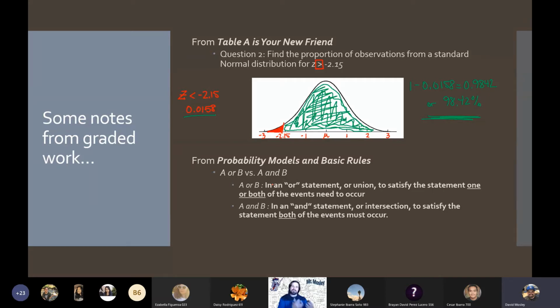Some of you misunderstood and thought it was asking what is the probability that both could occur at the same time, which is the correct reason why they're disjoint or mutually exclusive, because they can't both happen at the same time. But it's possible for someone to be in one or the other. And that's what or means. It means they can be in one or both of the events. If they're in one, then it satisfies the statement.